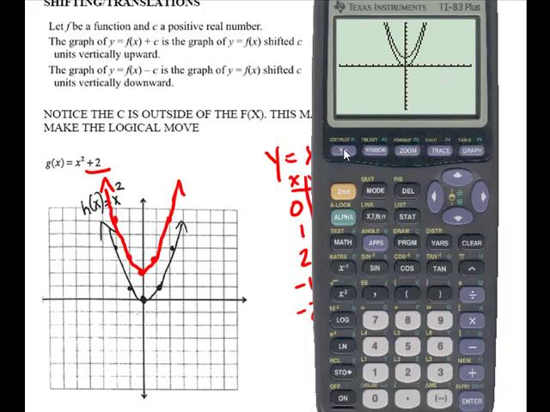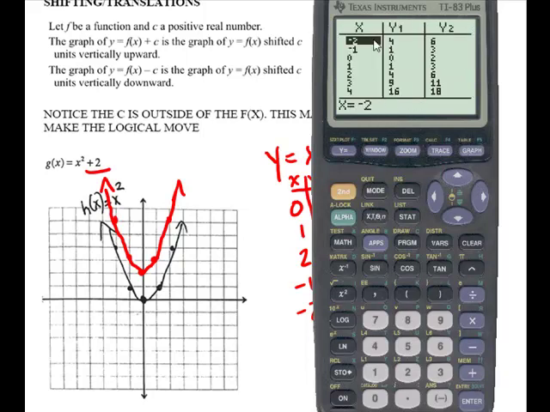If we want to see the table, second table is above graph. All right, and this is our standard one. This is the one that is shifted up 2. So you can see each one of these you have added 2 onto the y's.